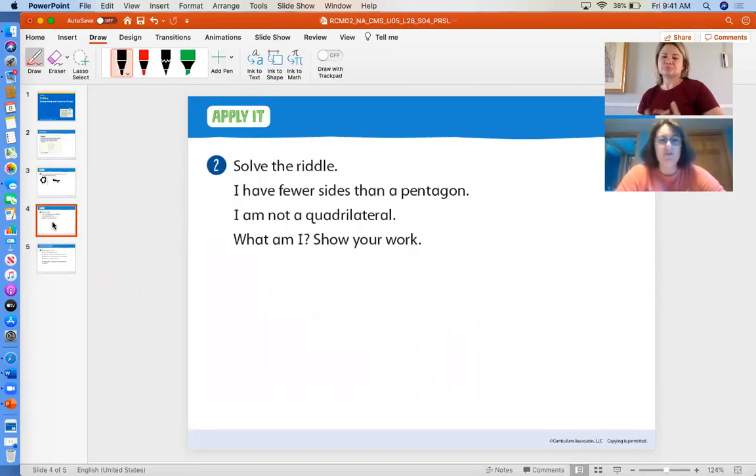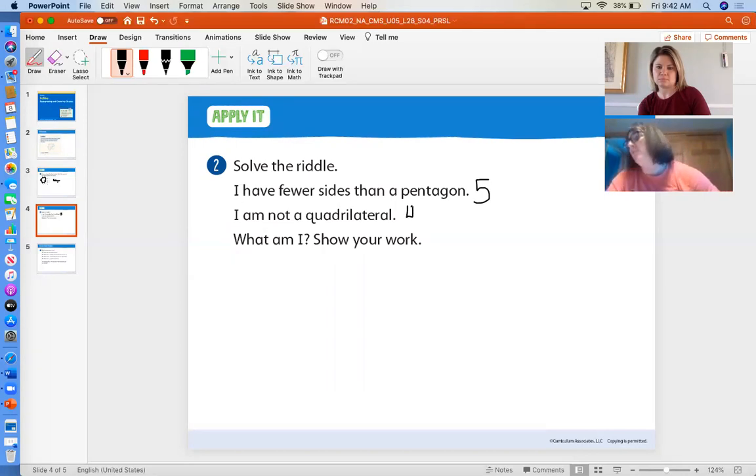All right, so the next one says solve the riddle. Ooh, all right, here we go. We have to really think about this. I have fewer sides than a pentagon. So we know a pentagon has 5 sides. That's good. That's what I would do. I am not a quadrilateral, right? A quadrilateral has 4 sides. And so what does it have to be?